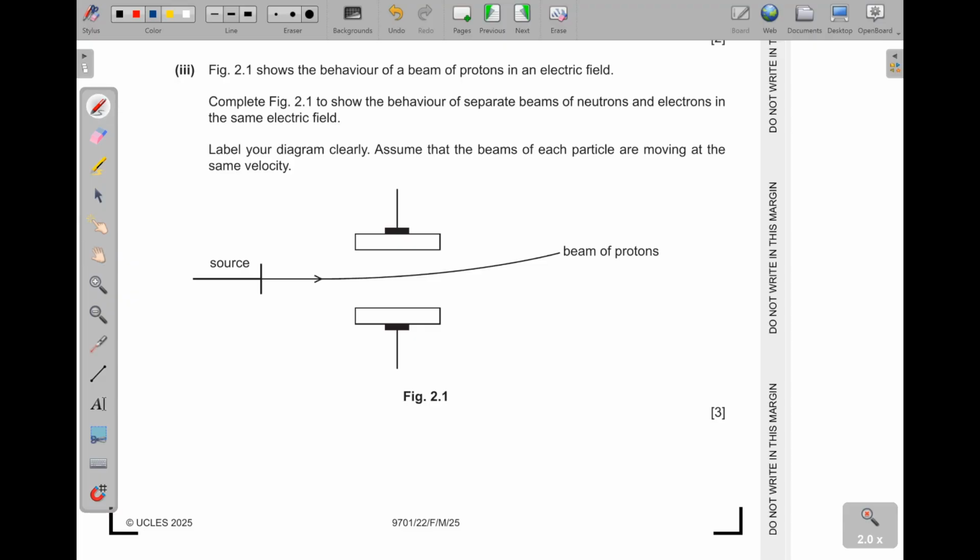Then Roman 3, figure 2.1 shows the behavior of a beam of protons in an electric field. Complete figure 2.1 to show the behavior of separate beams of neutrons and electrons in the same electric field. Label your diagram clearly. Assume that the beams of each particle are moving at the same velocity.